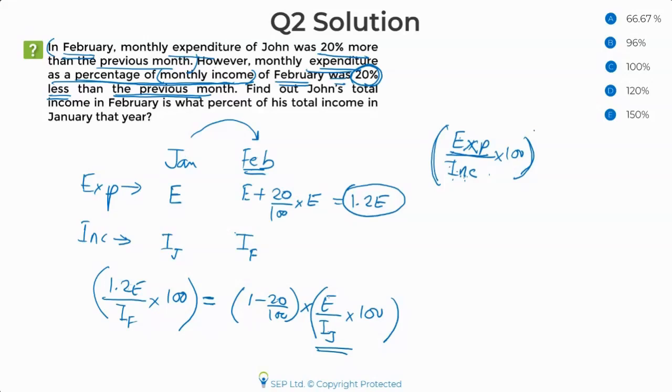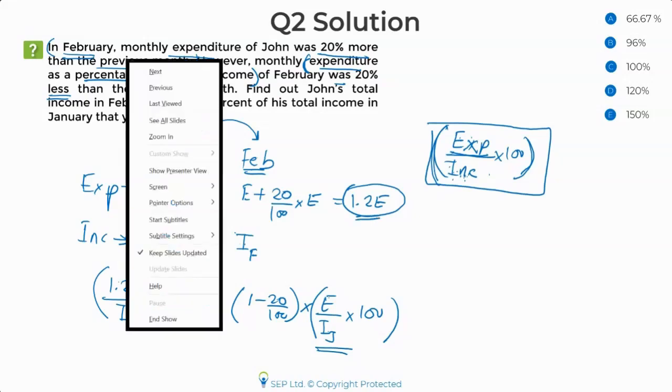I'm again saying it very slowly: focus on what you are comparing. You're comparing expenditure as a percent of monthly income. So expenditure as a percentage of monthly income, this is a general thing. So for February, what will I write? I'll write the expenditure 1.2E by income of February.